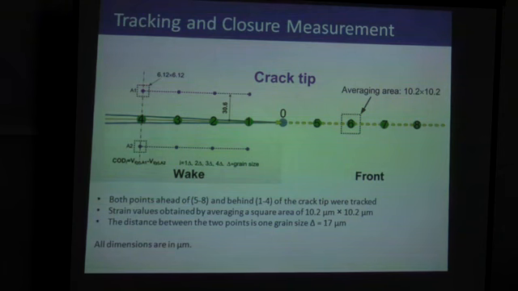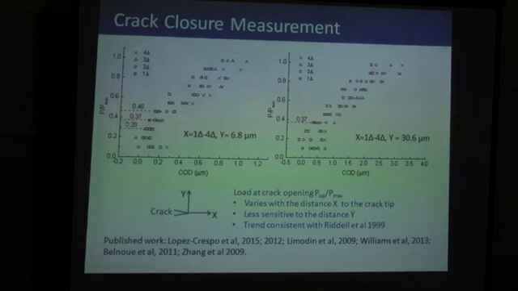Behind the crack tip, we look at the 4 points also, and we use those points to look at the closure. We measure the closure at all 4 points. Also, we measure the closure at 2 different distances to the crack plane, 2 different Y's, that is. The distance between each point equals the grid size, which is 70 micron. Now this is the crack closure measurement.